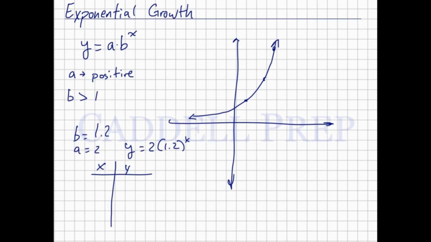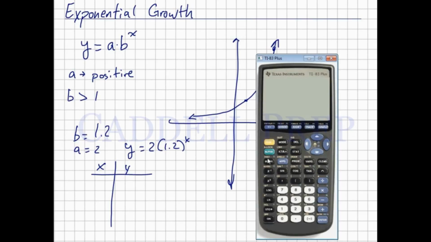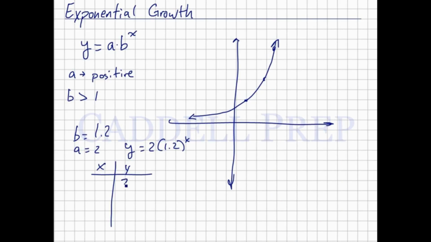So we can look at an actual calculator and try this. So let's put this graph in. So 2 times 1.2 raised to the x. Let's look at the table, so the second table. And we have 2, 2.4, 2.88. So the question is, how do we get from these points?